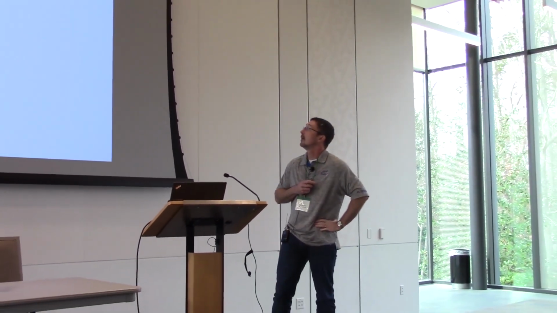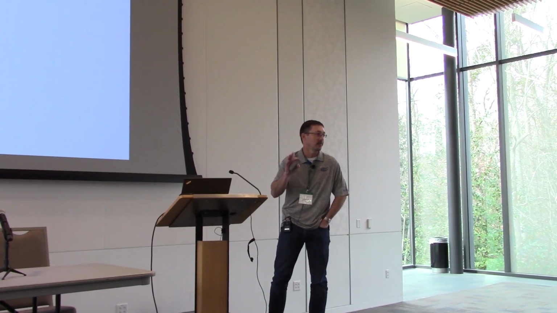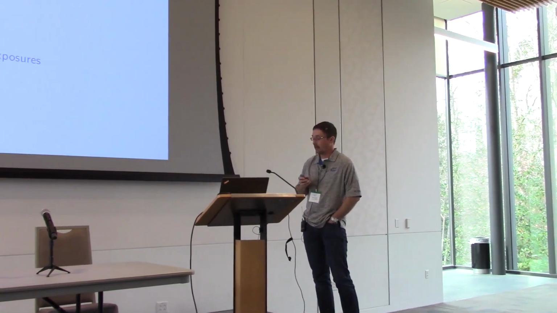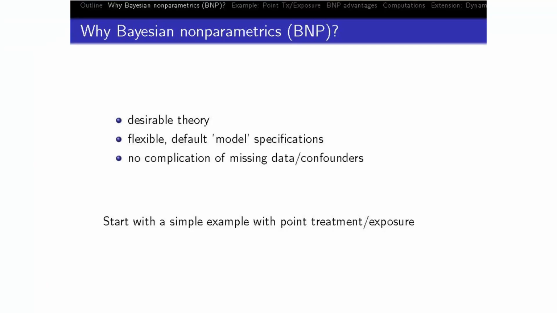So first I'm going to say why we might want to consider Bayesian parametrics for causal problems. Then I'll do a simple example with a point treatment exposure as a starting point. Then I'll go through a laundry list of advantages of using computation methods. I'll talk a little bit about computations, because the computations really are as awful as you might think they would be. But for some of these models, you can actually fit them very easily in software like JAGS, which makes it much more amenable.